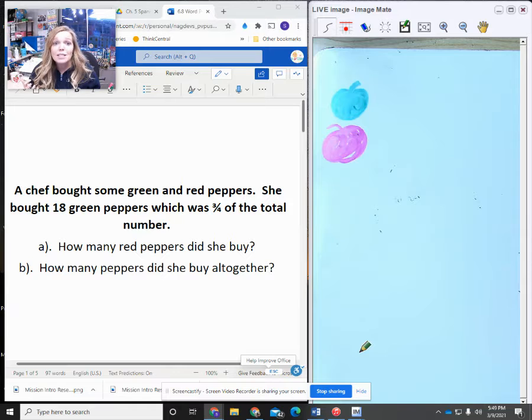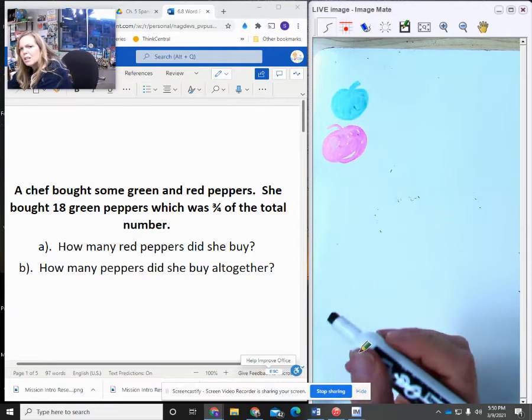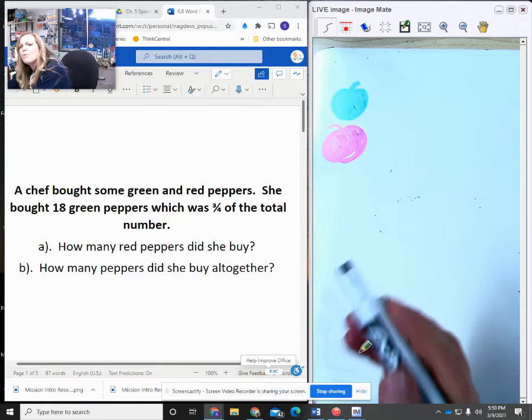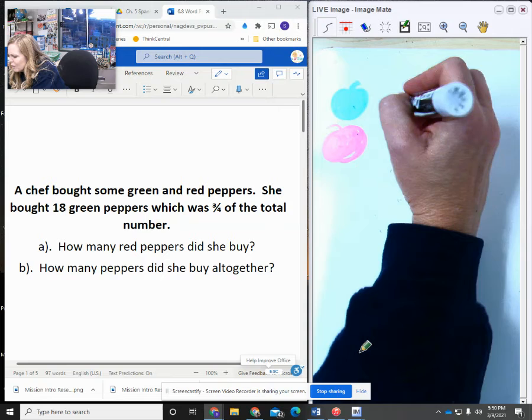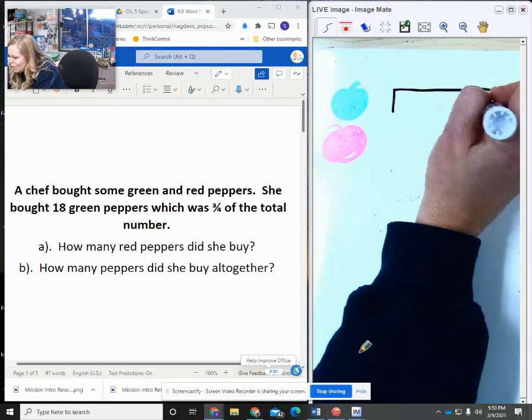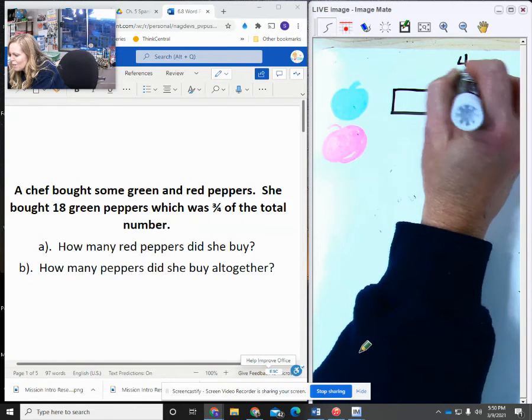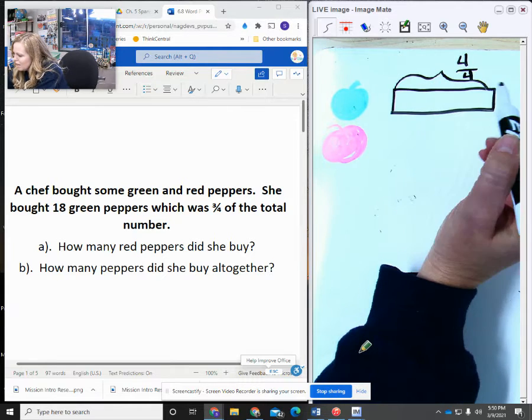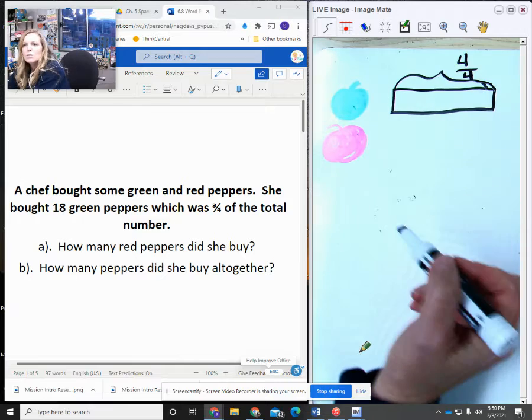A chef bought some green and red peppers. She bought 18 green peppers, which was 3/4 of the total number. Okay, so let's start there with our bar model. So we don't know what the total is, right? But what we do know is that she bought 18 green peppers, which was 3/4 of the total. Therefore, the total has to be 4/4. Do you agree? If she bought 3/4 and they were green, the total is 4/4.